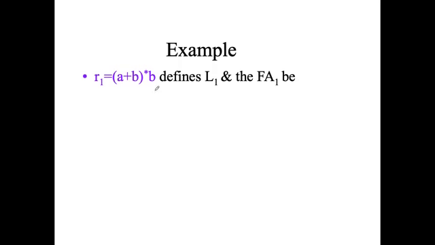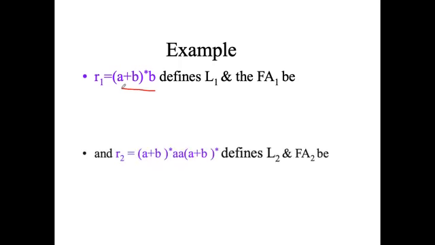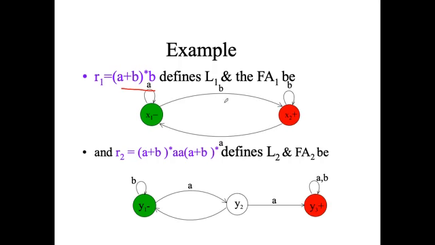Let's take an example. Let's say we have one regular expression R1 that defines L1, and the corresponding FA is this. It's (A plus B) whole star followed by B. It means strings ending in B. And another regular expression that contains double A. So this is double A.